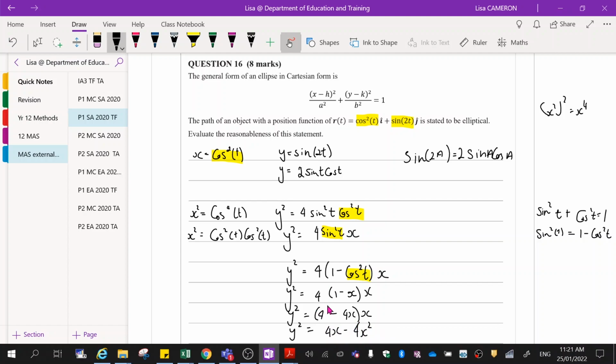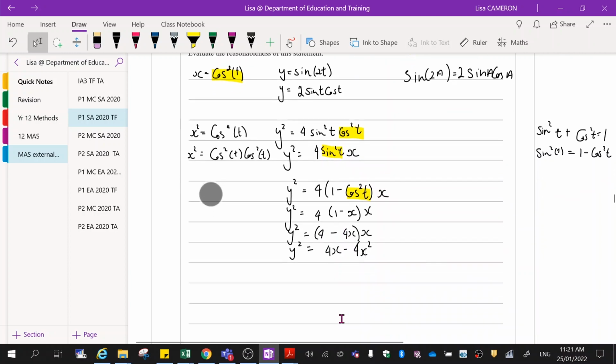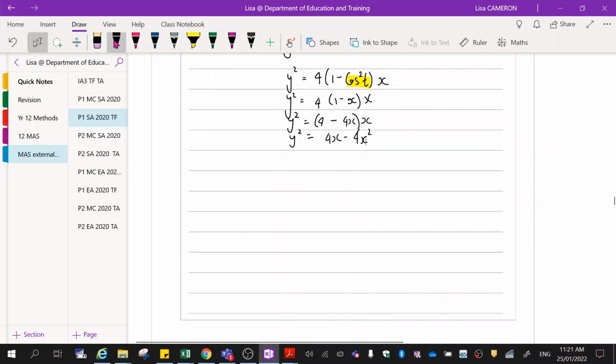Okay, so scroll down a little bit so we can see things a bit more clearly. The next thing that I'm going to do, because I'm trying to get it back into that general equation, I know that I want to have a 1 in front of the x. So I'm going to factorize the 4 out to try and get it back into that form that we saw in the formula above.